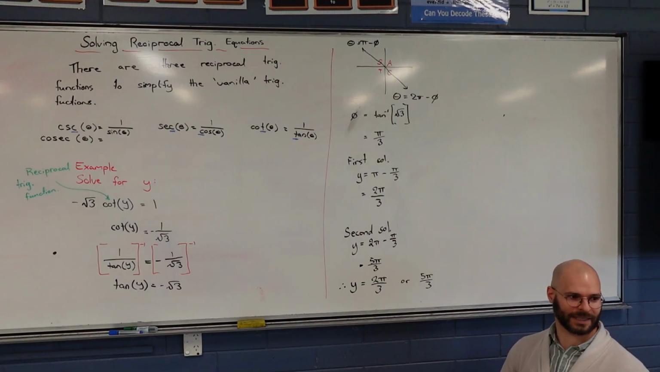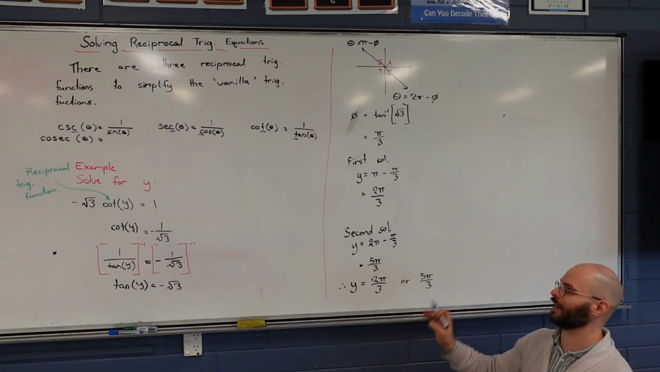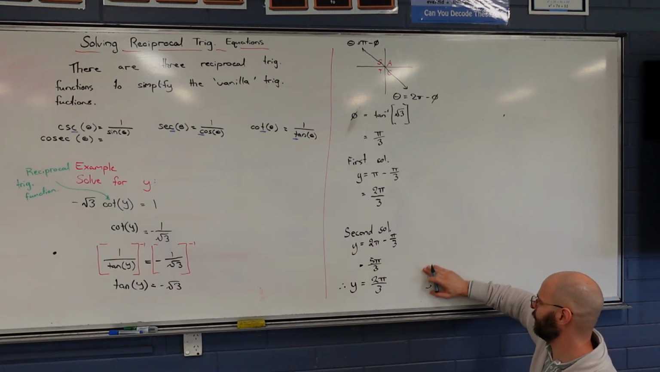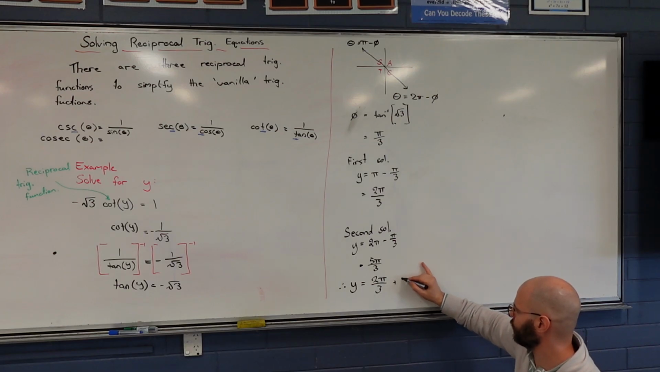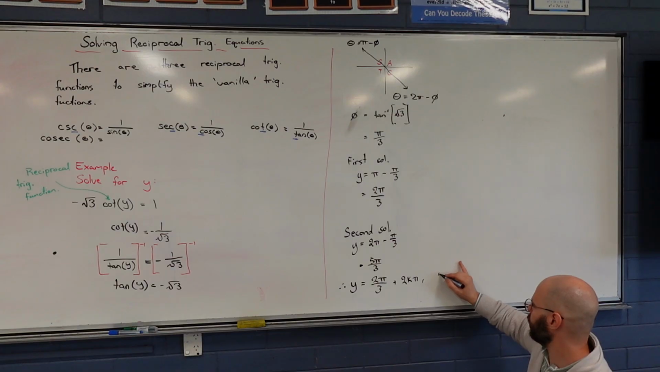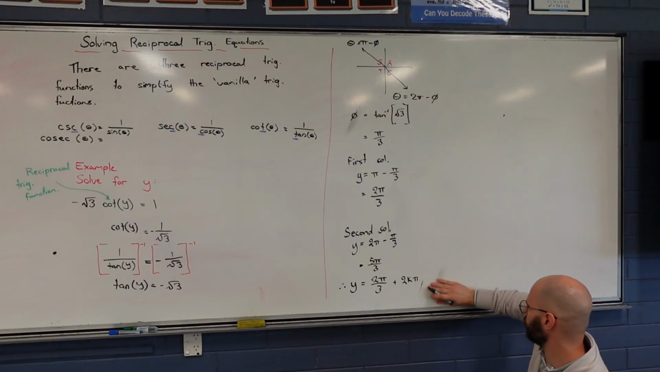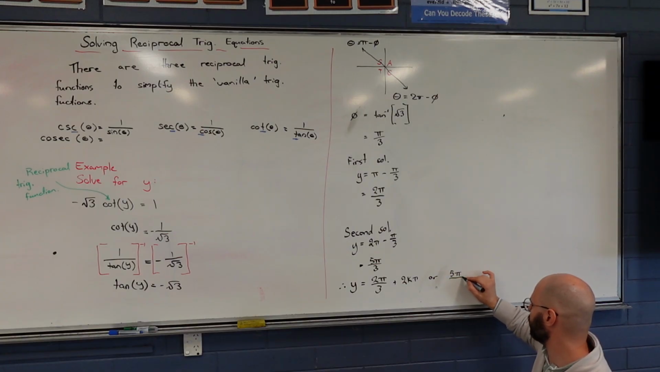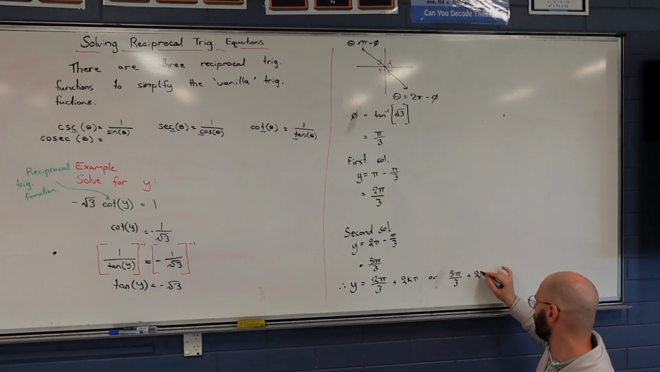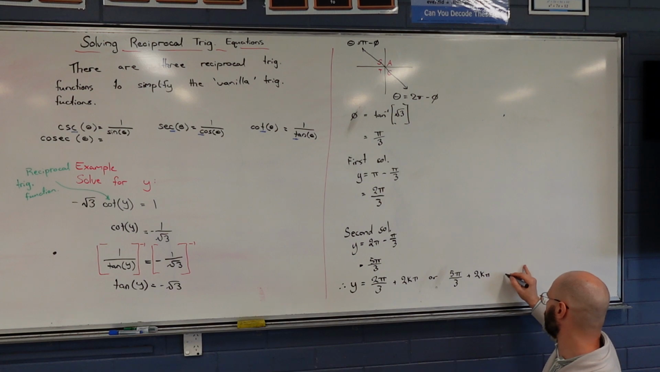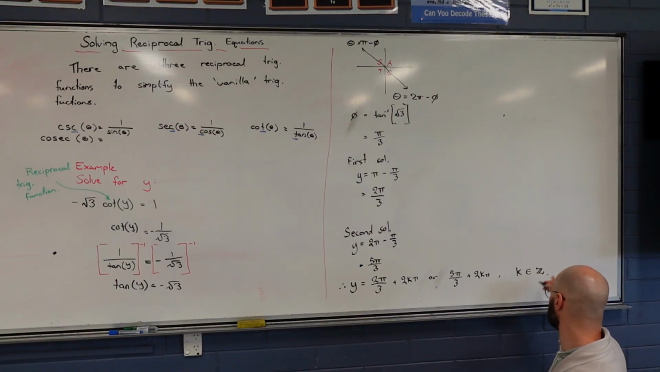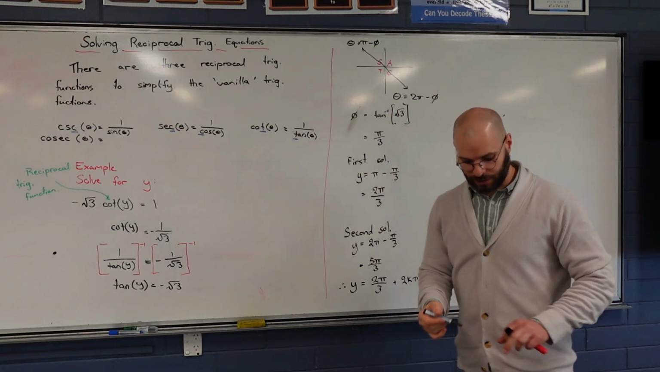And if you wanted to capture every possible solution, because I neglected to put a domain in here, then you can say plus 2k pi, or 5 pi on 3 plus 2k pi, where k is just some integer.